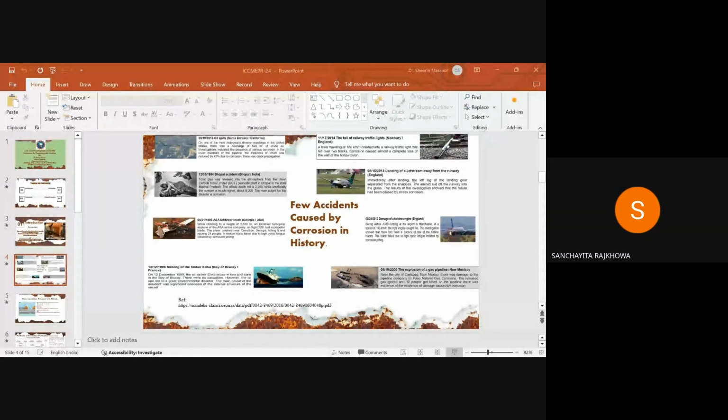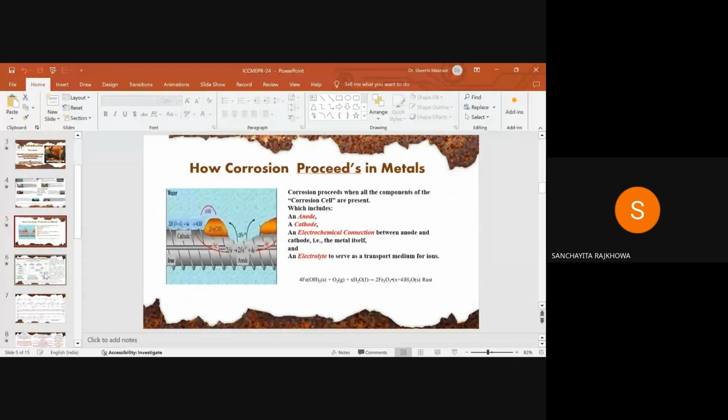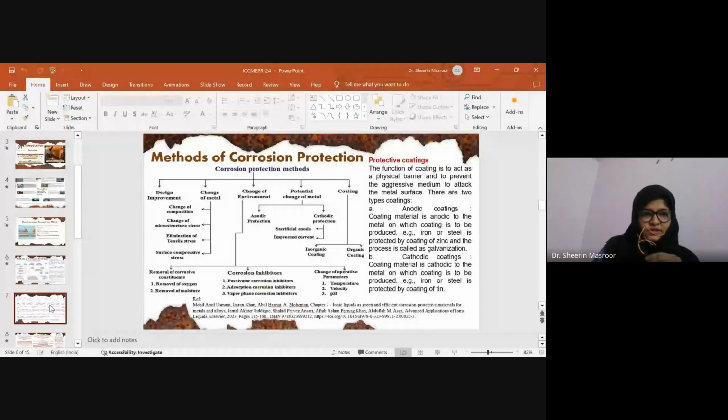Dr. Masroor, sorry to interrupt. We can still see your slide number 4, a few accidents. Which one? Oh, yeah, okay. You have not changed the slides. Okay, okay, now it is moving. Yeah.